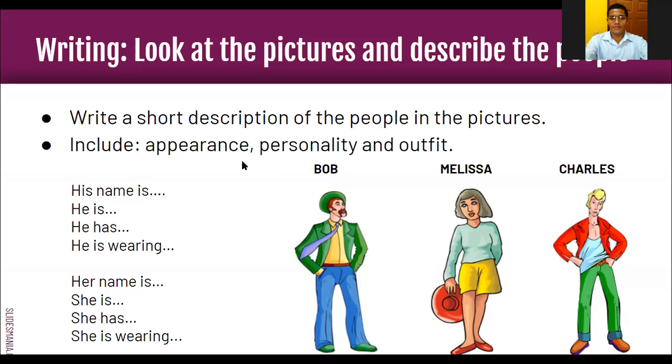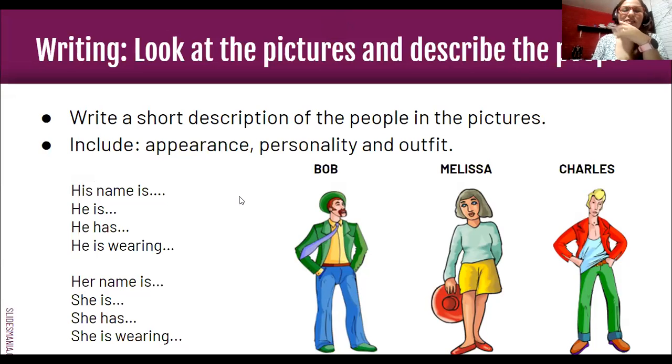His name is Bob. He is tall. He is old. He has beard. He is wearing green hat. He is wearing blue pants. He is wearing green jacket. He is wearing blue tie. He is wearing yellow shirt. And he is wearing green shoes. Okay, yellow shirt.